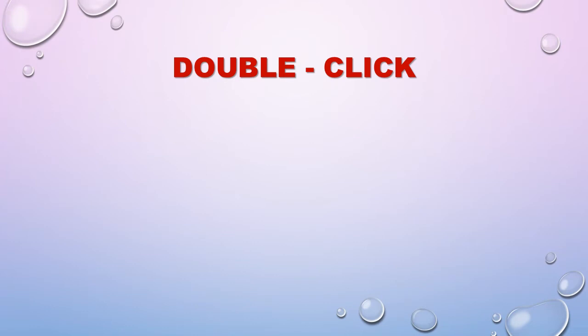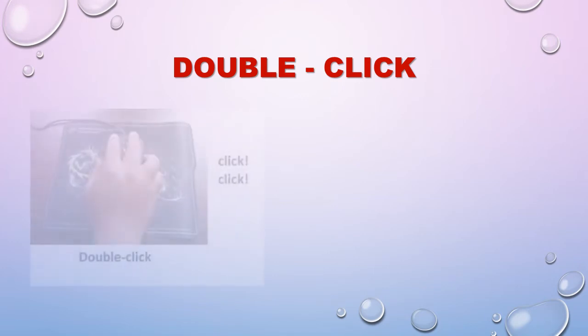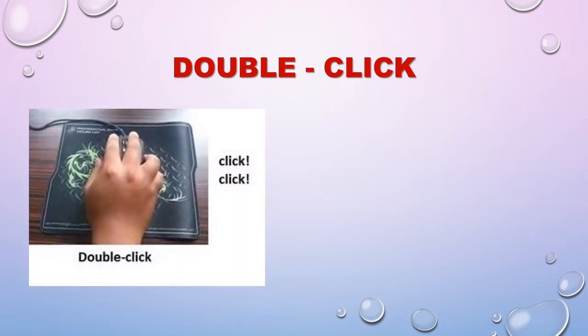Next thing is double click. The name itself we can understand, double click. Twice we are going to press the mouse button. Double means twice. To double click a mouse, click the left button of the mouse two times quickly. Don't leave more gap in between clicking twice the mouse button. You have to click the left side button twice quickly, okay?